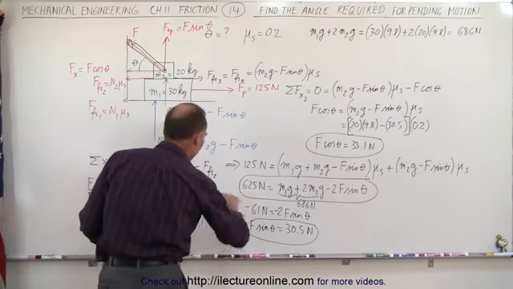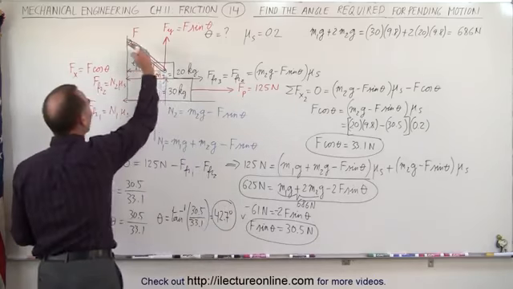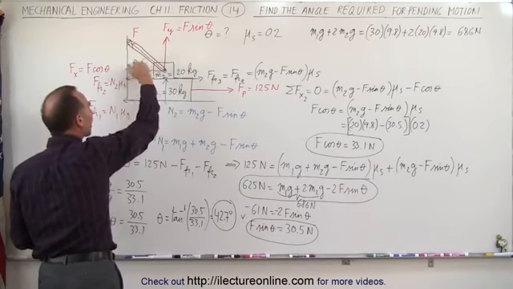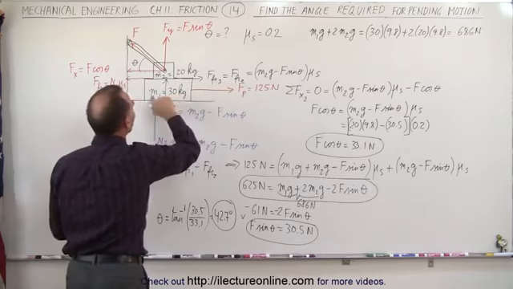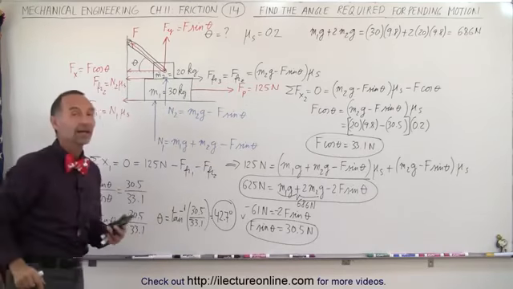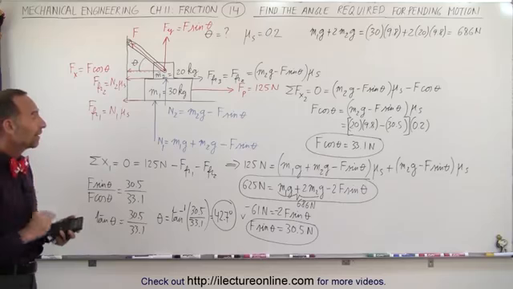42.7 degrees, and that will be the angle that the bracket will have relative to the horizontal when we're just about ready to start pulling hard enough so that M1 will begin to slide. And that's how you find that angle.